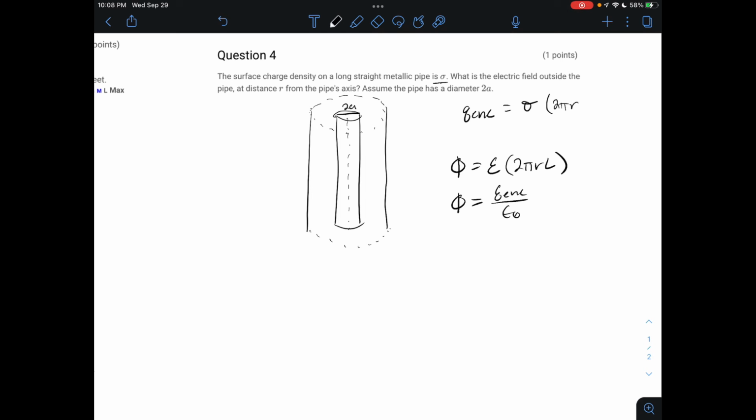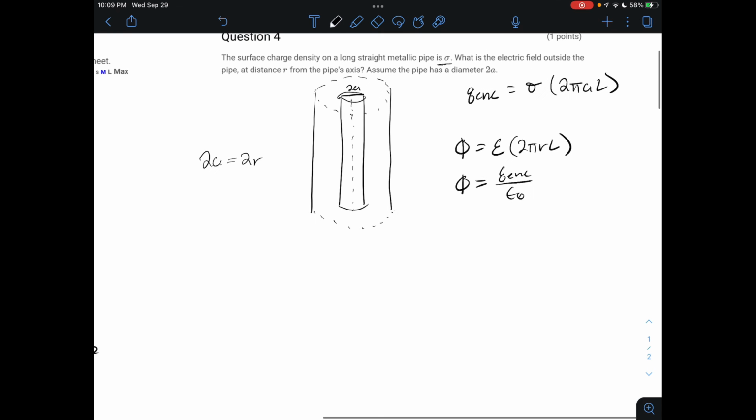So that's going to be 2 pi r times L, but since 2a is the diameter, a is going to equal our r. So we can replace this with 2 pi a times L. That's going to be our Q enclosed. Now if we set these equal, we get the electric field times 2 pi r L, and this r is the distance we're looking at from the center, is equal to sigma 2 pi a L over epsilon naught.